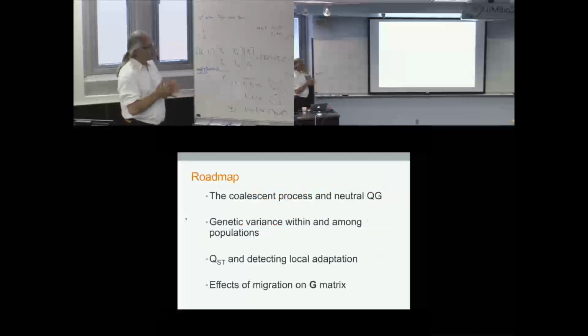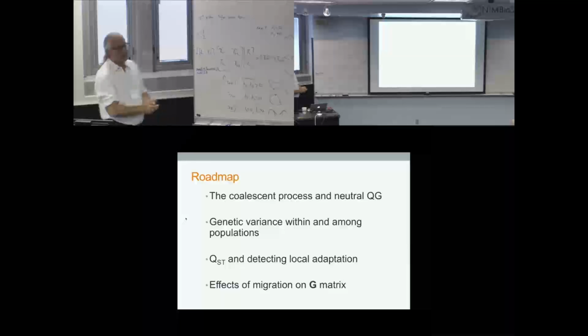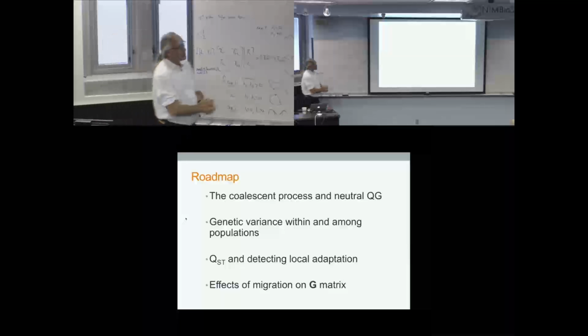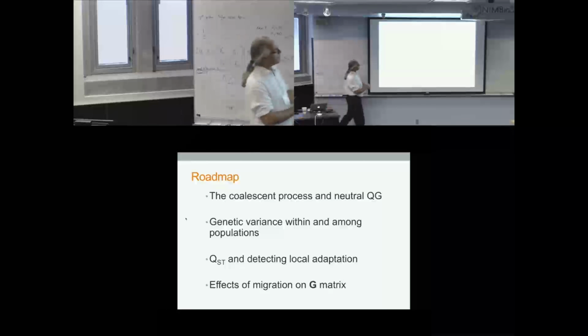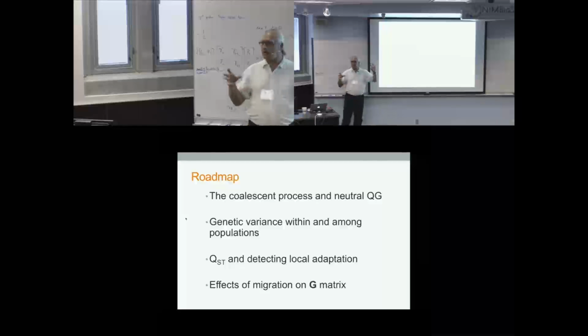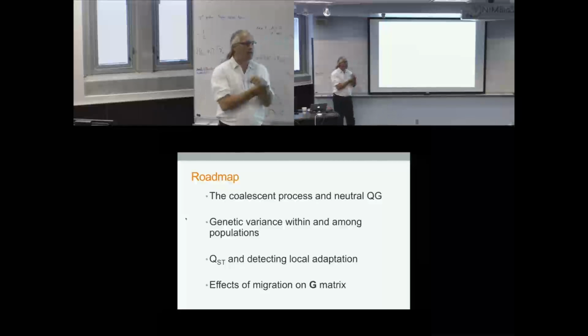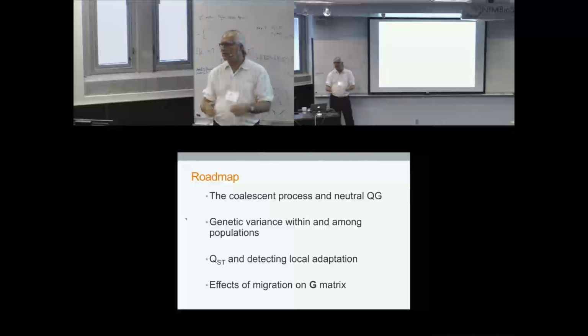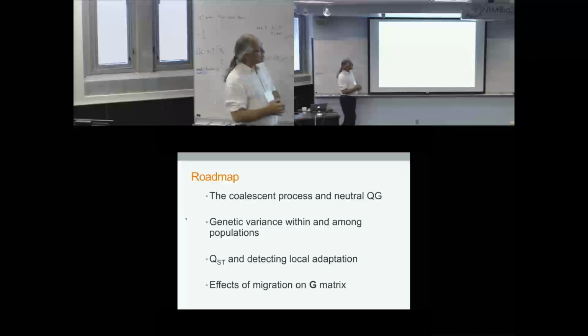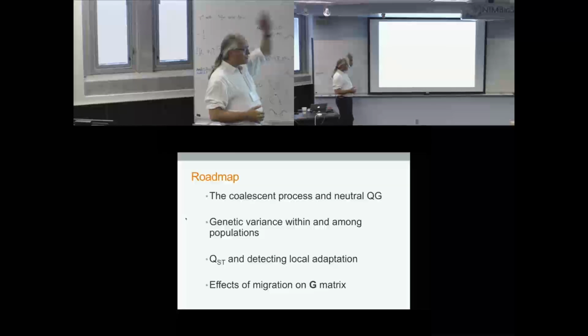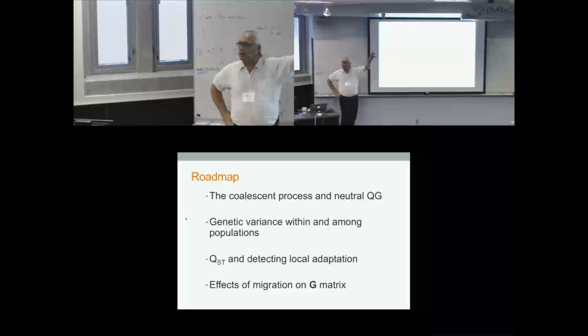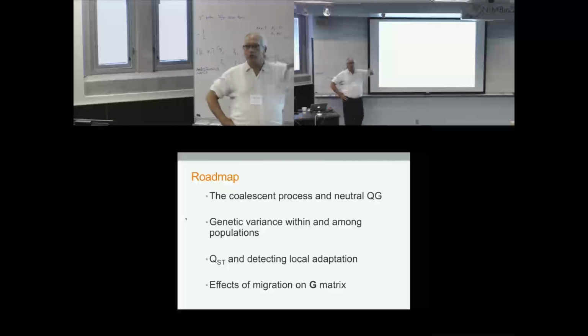I want to talk a little bit today about how that affects quantitative genetics. And so here's kind of the roadmap of where we're going. I want to talk a little bit about how we can understand the partitioning of genetic variance within and among populations. And I want to do that in particular with a focus on neutral traits.